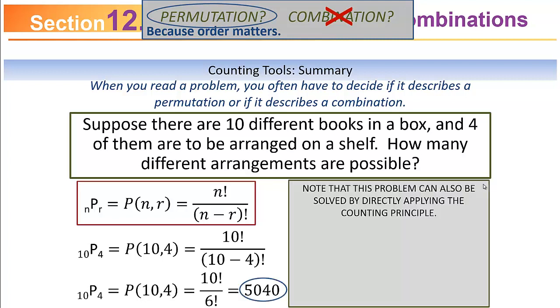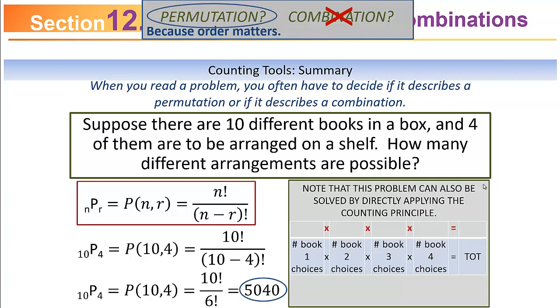You could also do this problem, just FYI, by using the counting principle directly. You could think of it as a 4-stage experiment where you're choosing book number 1, book number 2, book number 3, and book number 4. And if you think about it, you have 10 books. So for your first stage of the experiment, you can choose any of the 10. But once that first book has been chosen, you only have 9 left to choose for the second position, and 8 for the third position, and 7 for the fourth position. And 10 times 9 times 8 times 7, believe it or not, is also 5,040.